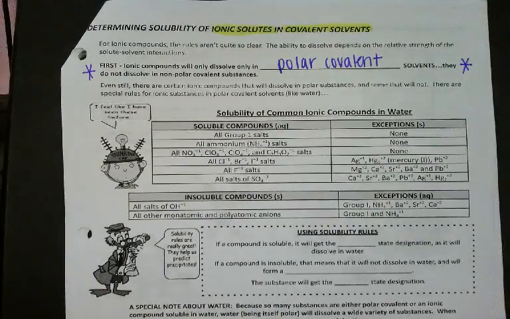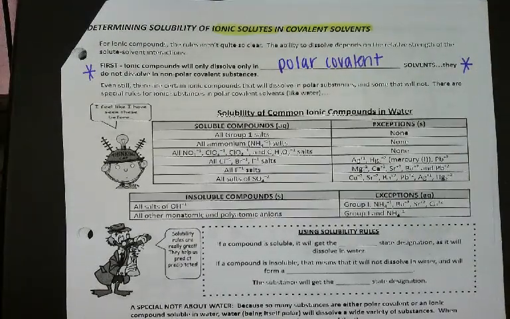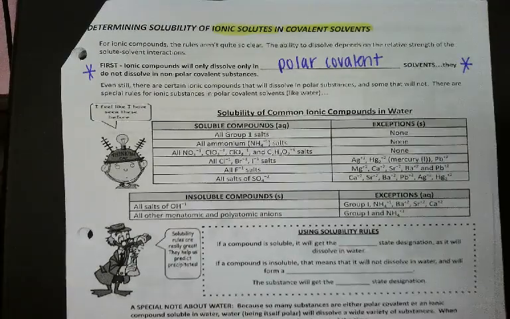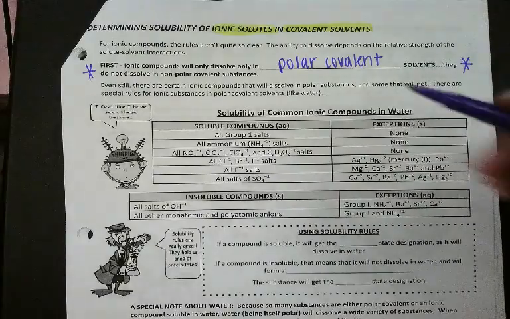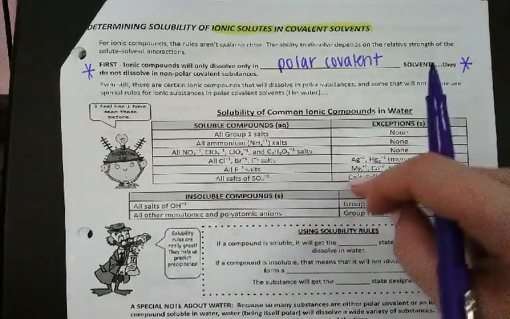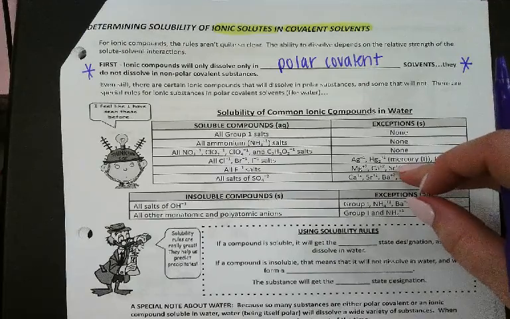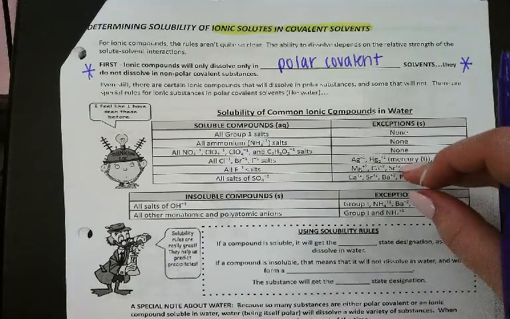Okay? Putting stars because that's important. Even still, there are certain ionic compounds that will dissolve in polar substances and some that will not. There are special rules for ionic substances in polar covalent solvents like water. Have you seen this before? Do you have to have this memorized? No. So I give this to you on your test? Yes. Okay, just want to make sure.